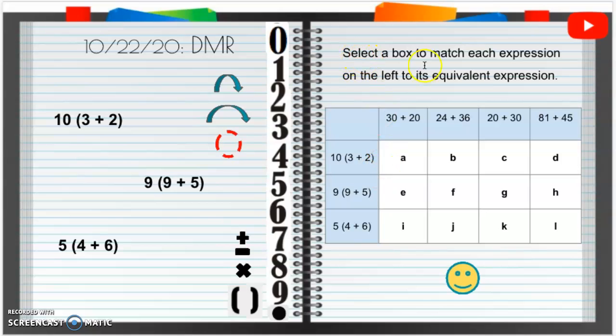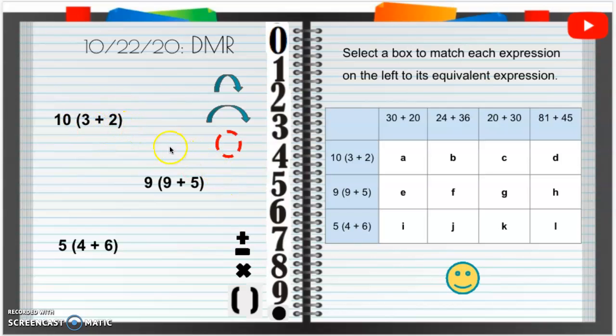All right, so select a box to match each expression on the left, so over here, to its equivalent or equal expression. All right, so remember our smiley faces? What I did, I pulled each of these three expressions and pulled them out and put them over here. Let's start with 10 times that quantity of 3 plus 2 end quantity.